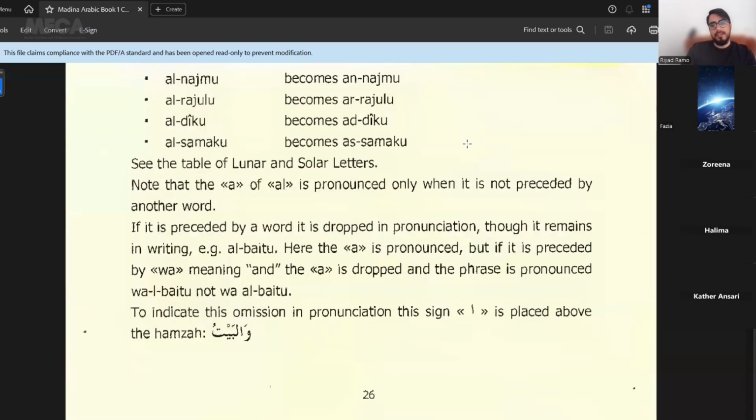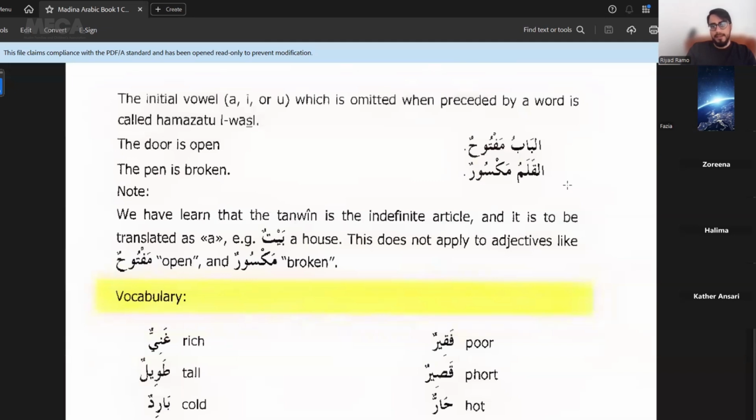All right, so then we also learned what? The blank is blank, right? So we see right here, the door is open. The pen is broken. Al-babu maftuhun. The first one has one dhamma, and the second one has dhammatain, two dhammas. The pen is broken, al-qalamu maksurun. All right. Is that clear so far? Any questions? No.